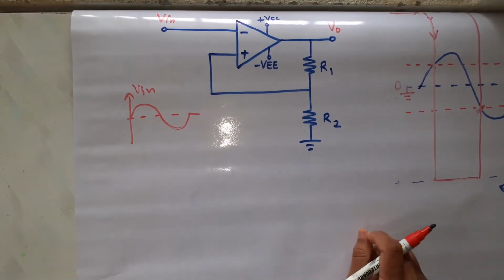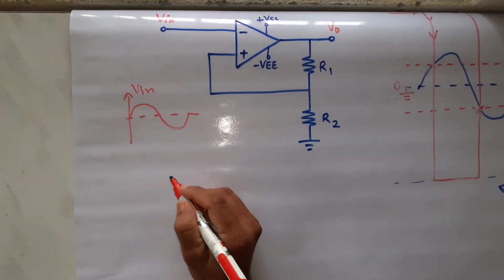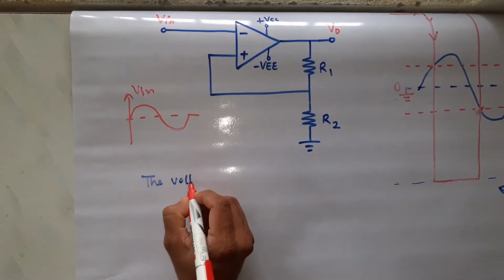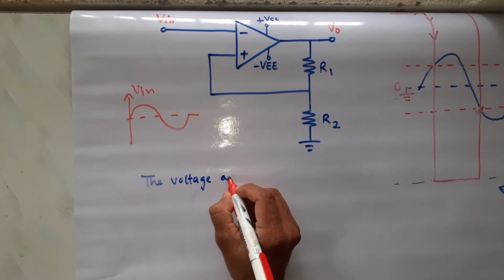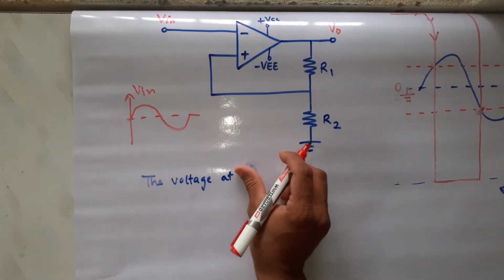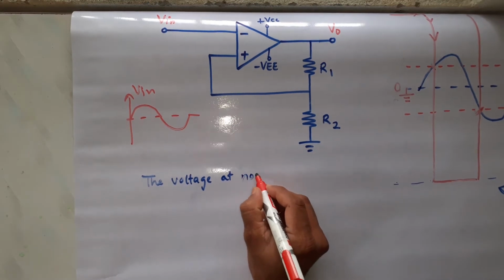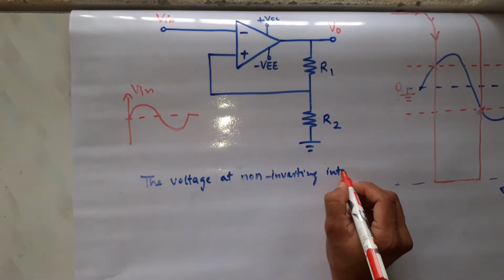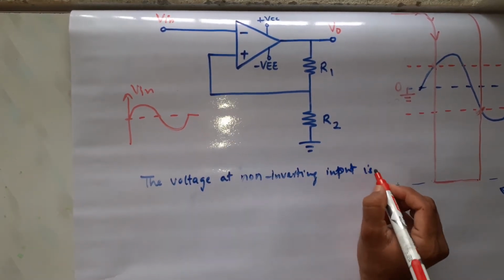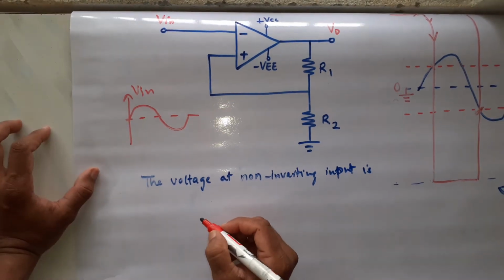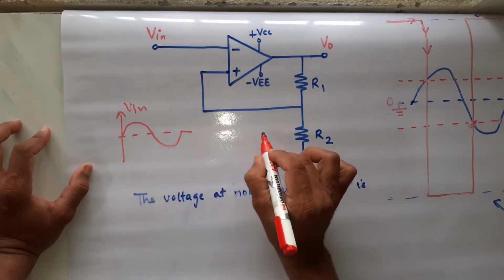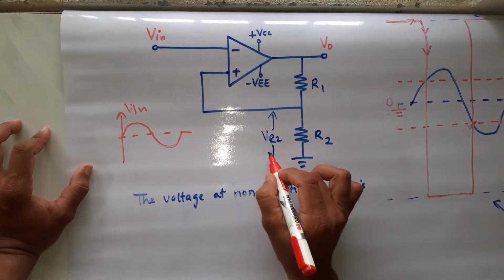Now we require to find resistance R1 and resistance R2, right? Now for this, the voltage at the non-inverting terminal is given as, yes, tell me, this point. So let us call this as VR2, isn't it? This is our VR2, right?